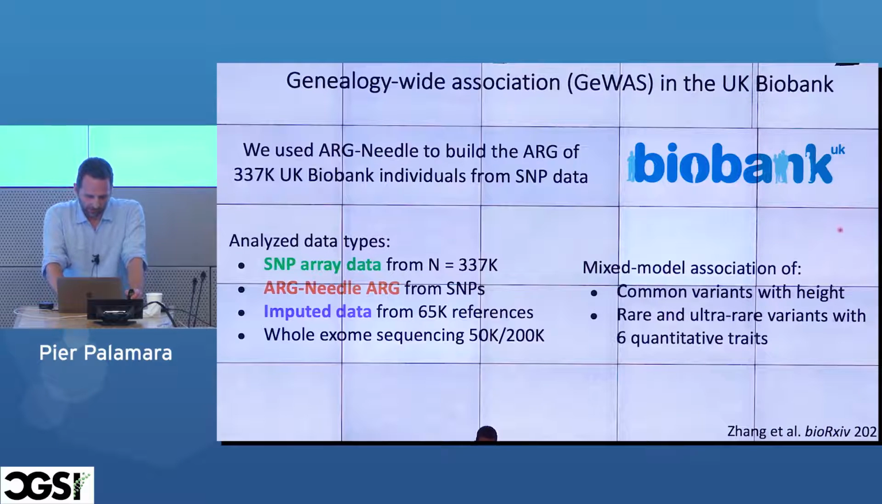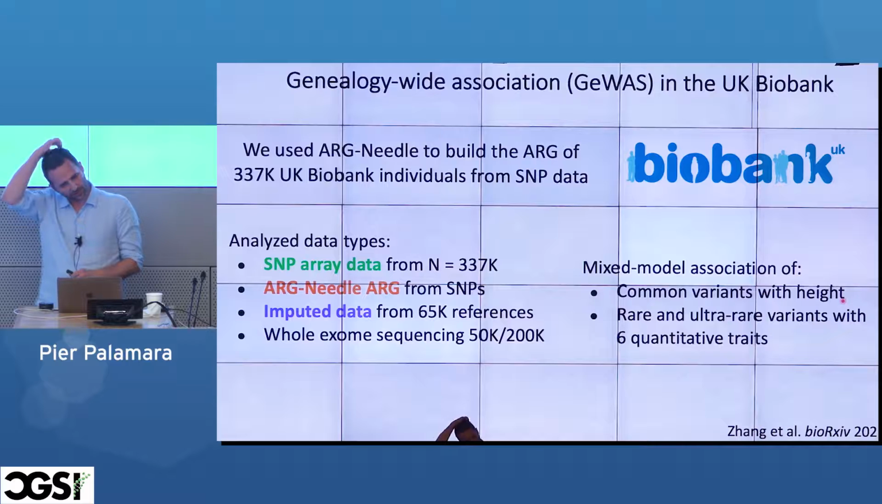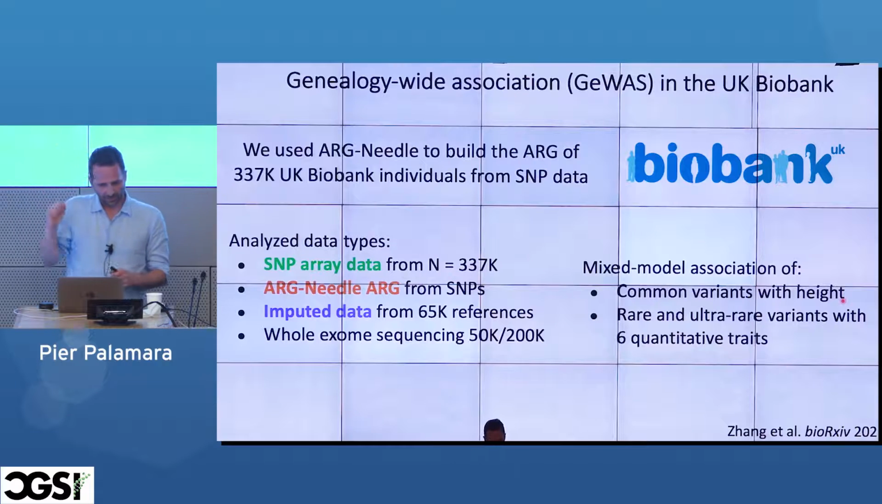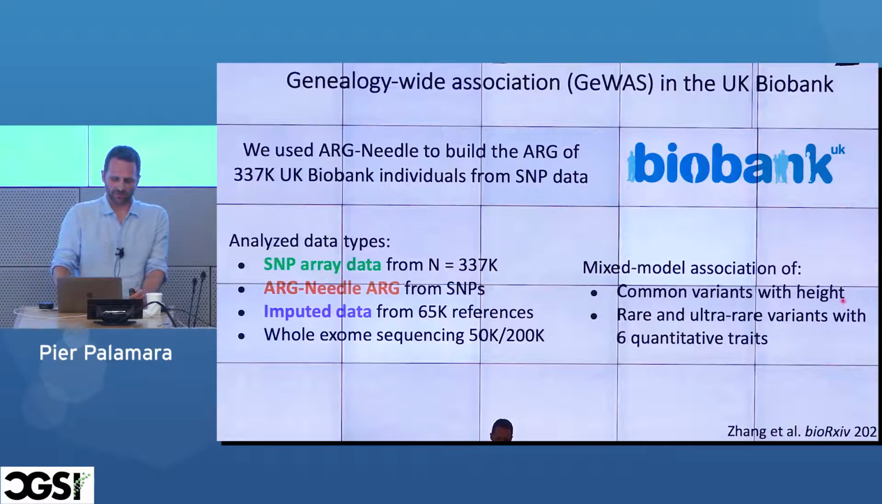I'm grouping the results in two categories. The first is slightly less interesting, but it's very useful to visualize what's going on. It's common variants and height. So association of height and common variants. We know that these can be studied reasonably well with SNP data or imputation. But there could be things like structural variants, and indels are not well called. So there are also some interesting things that can come out here.